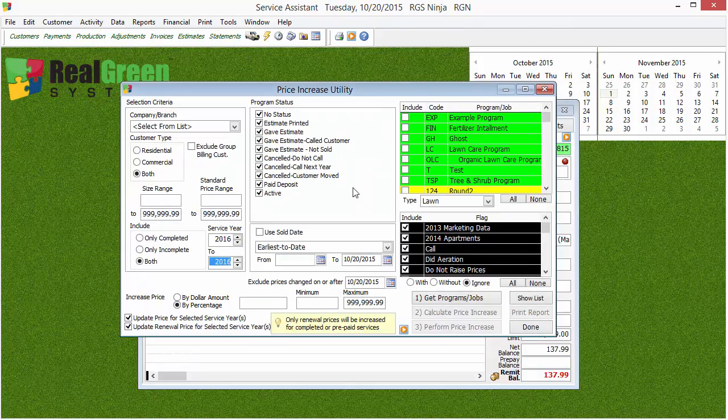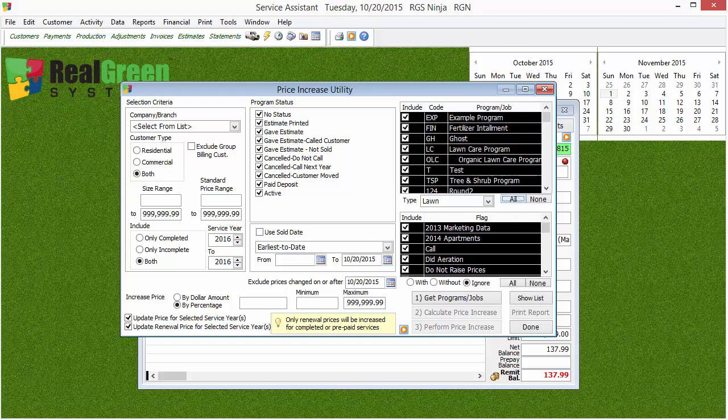Now, if you moved your estimates into the new service year using that option on the process renewal screen, you will definitely want to make sure that those estimate statuses are selected. Because if you don't, those estimates are going to have the old pricing. All right, as far as what you want to increase on, again, this is for the customers that have this as an existing program or job. You can go through and check mark which ones you want.